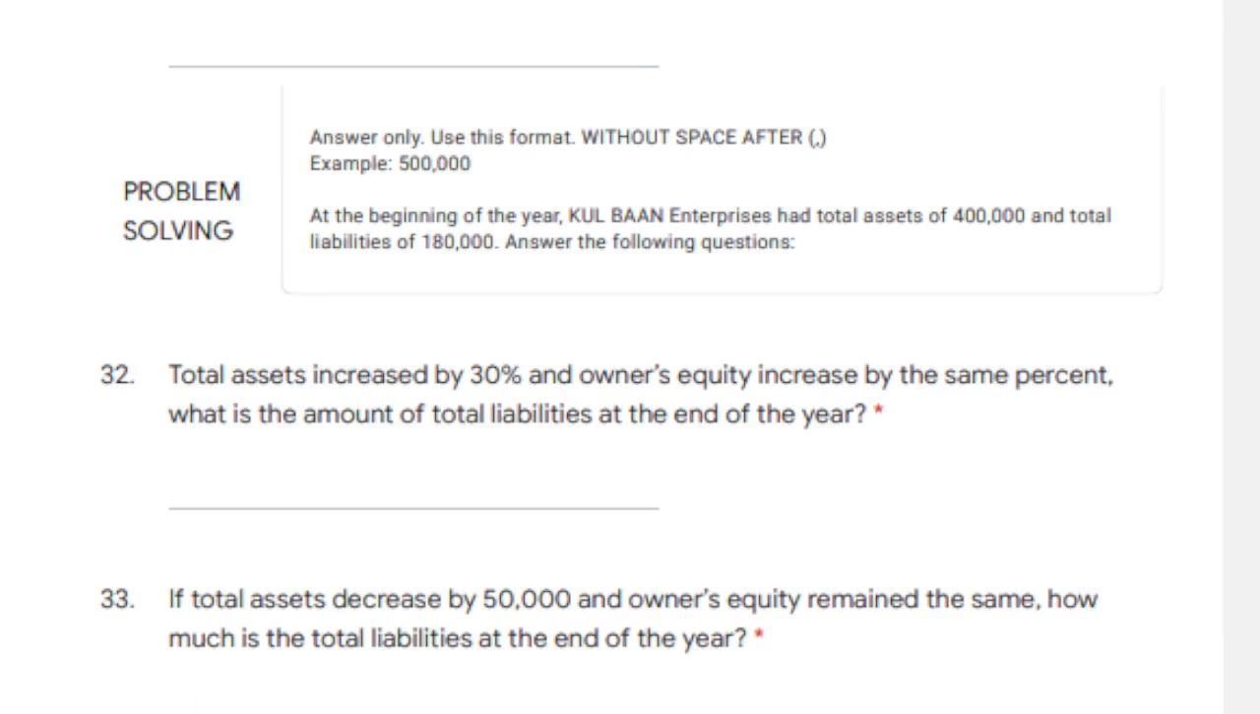Okay, next part of the exam is the problem solving. So answer only using this format. At the beginning of the year, Kulbaan Enterprises had total assets of 400,000 and total liabilities of 180,000. So answer the following questions. Total assets increased by 30% and owner's equity increased by the same percent. So what is the amount of total liabilities at the end of the year?